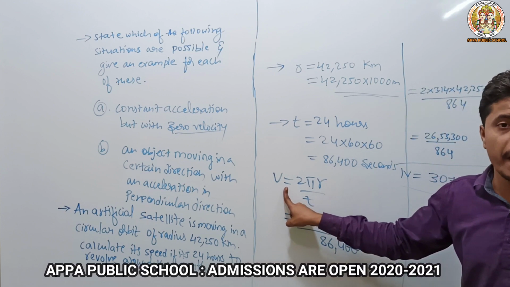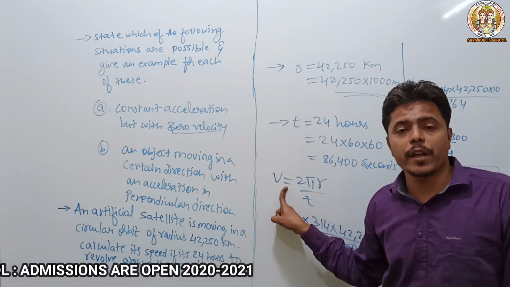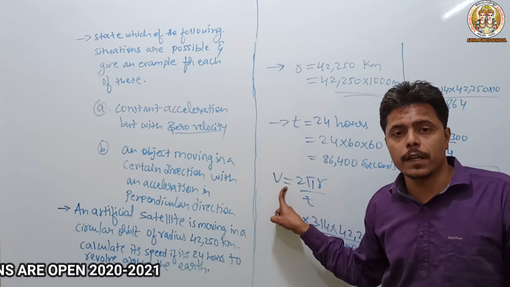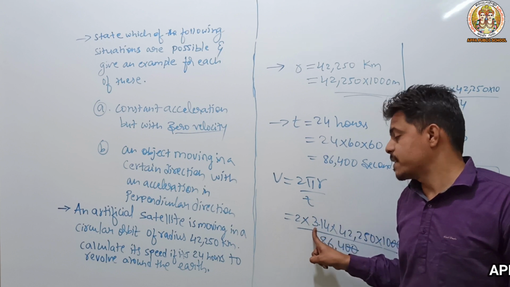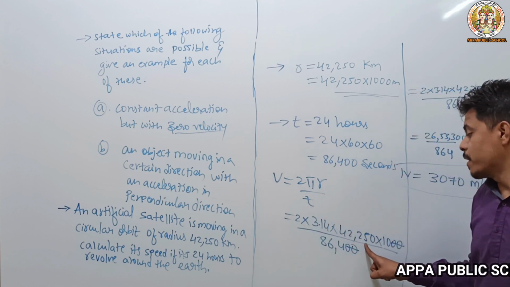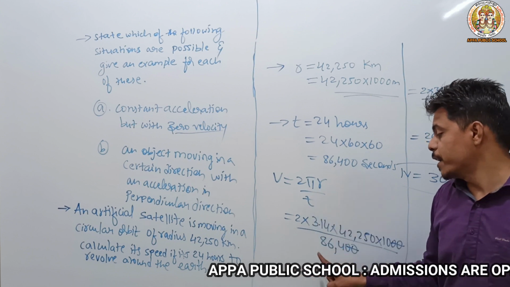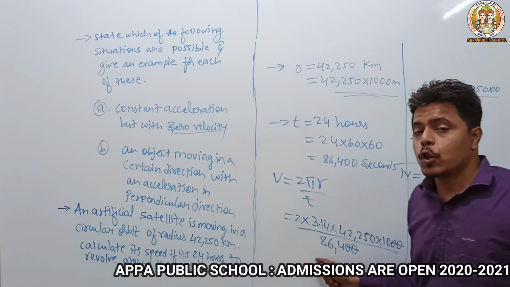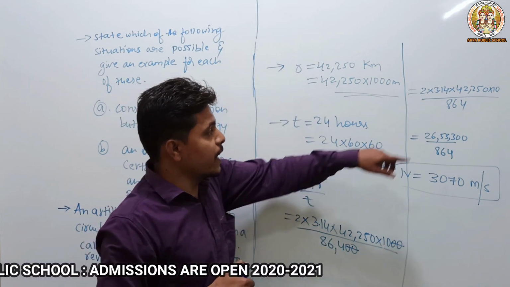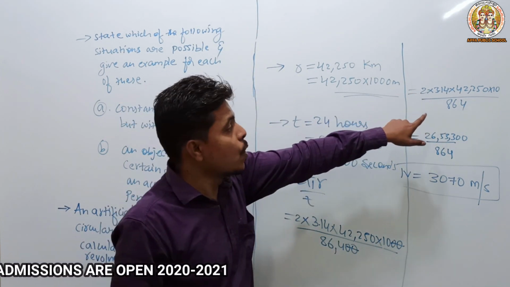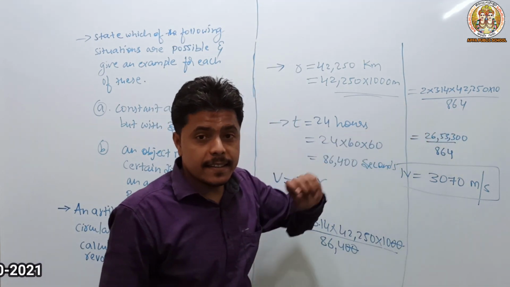So v is equal to 2 pi r by t. This is the formula to calculate the velocity of a body which is moving in a uniform circular motion. We have to use this formula. v is equal to 2 pi r by t, and pi value is 3.14. Radius we have written, 42,250 into 1000, and time we have converted into 86,400 seconds. So you can see there we have cancelled 2 zeros, and then the next step: 2 into 3.14 into 42,250 into 10 divided by 864.